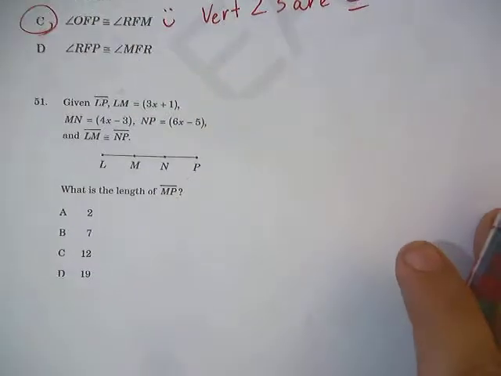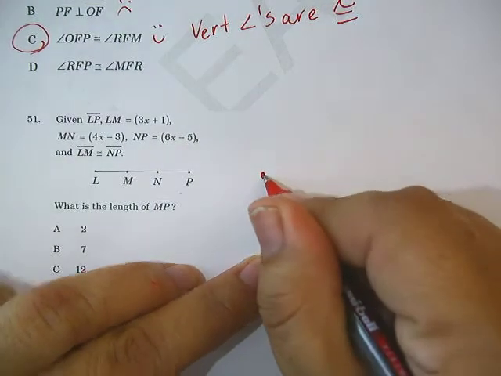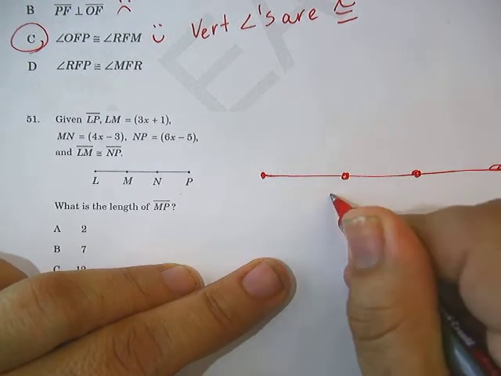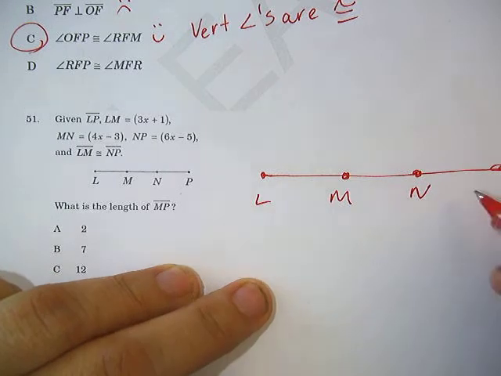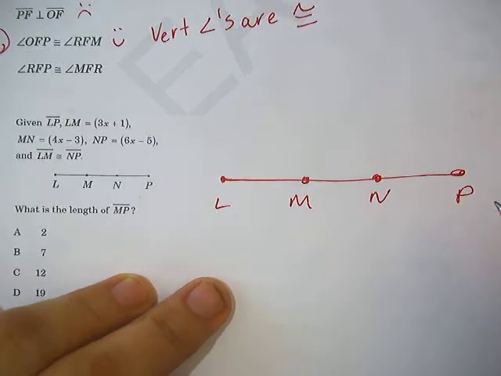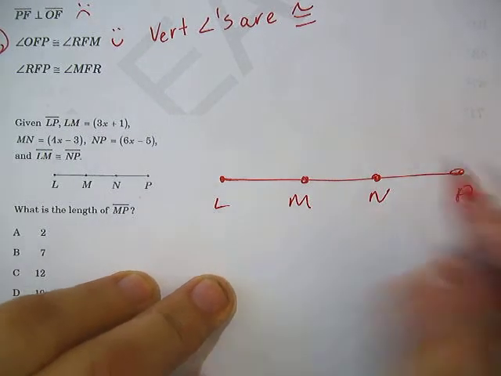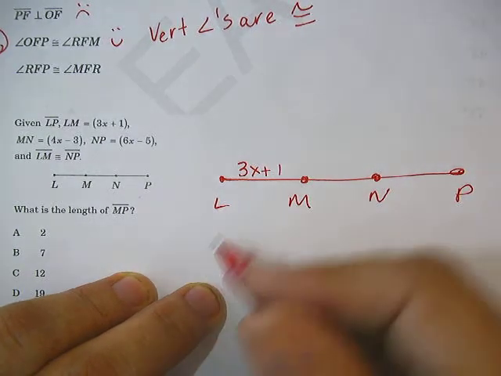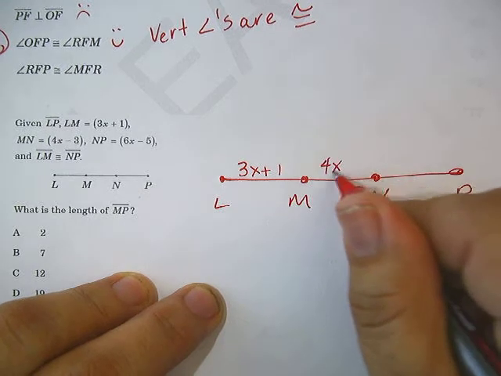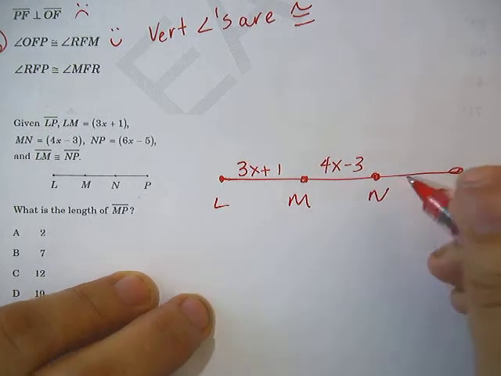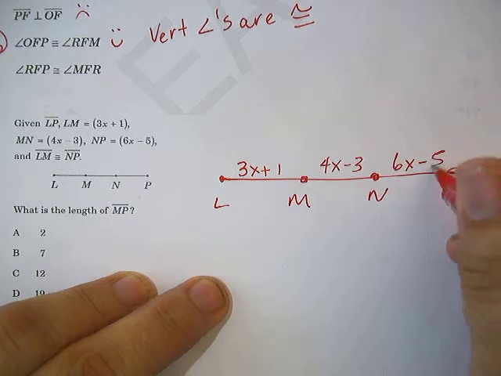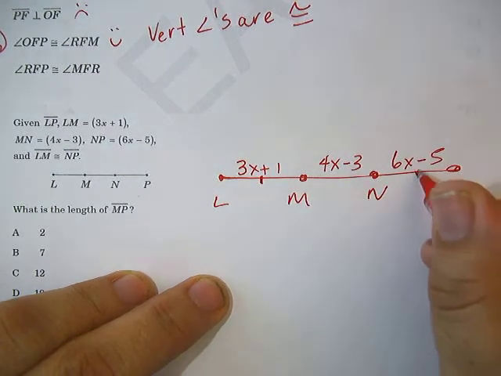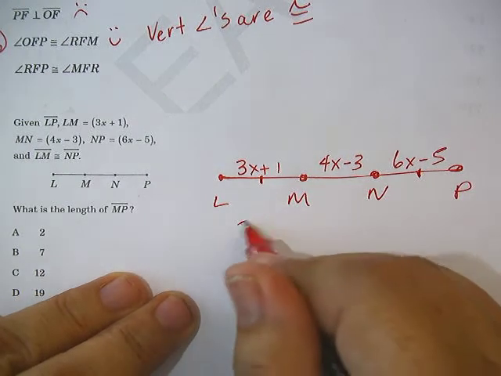Okay, on this next problem, I'm going to redraw the number line, or the line here, just to have a little more room. All right, it won't be perfect. M and N and L and P. Now they tell me, given LP, LM equals 3x plus 1. Then they tell me MN is 4x minus 3. Then they tell me NP is 6x minus 5. They also tell me that LM, this part, is congruent to this part, which means I can set those equal.